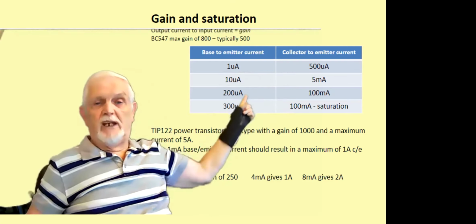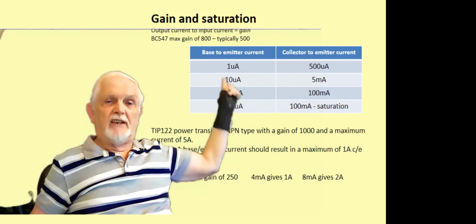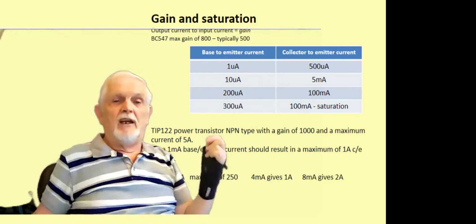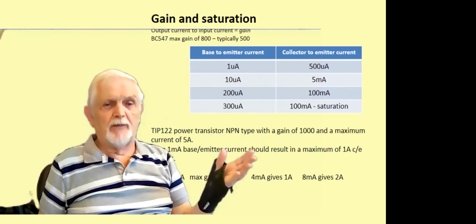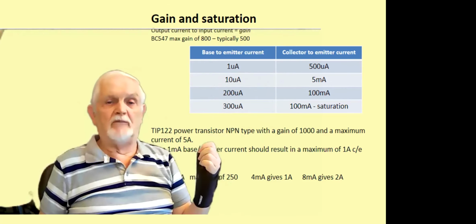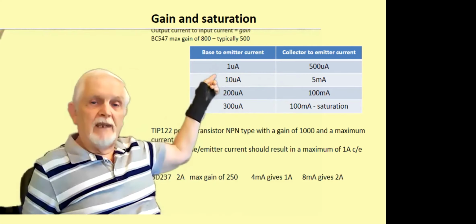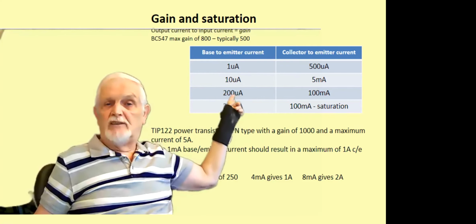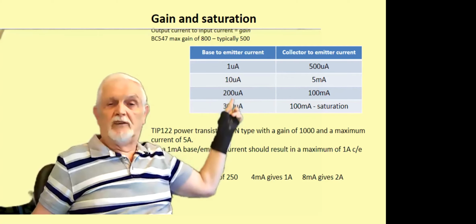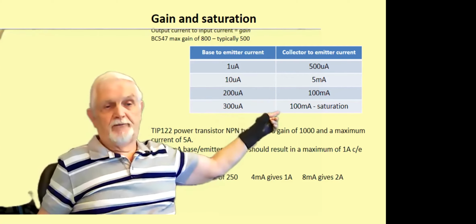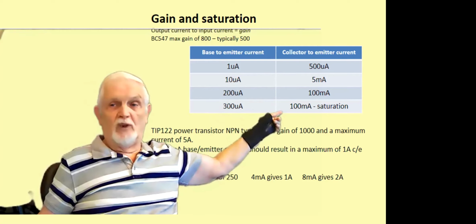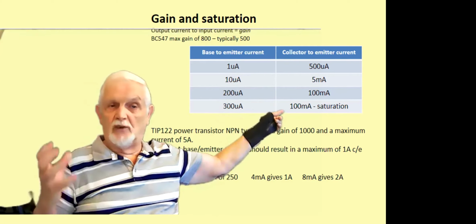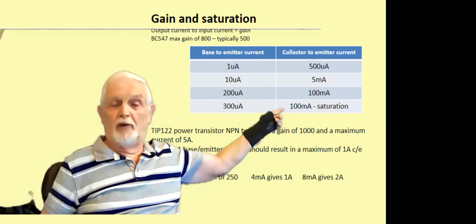But you'll see we get to a point here that this particular BC547 can only output a maximum of 100 milliamps. So you can keep on adding here till you get to the 100 milliamps. But if you're trying to pass even more current, there's no change. You get to the point called saturation. You've got as much out of that transistor as you can hope for.